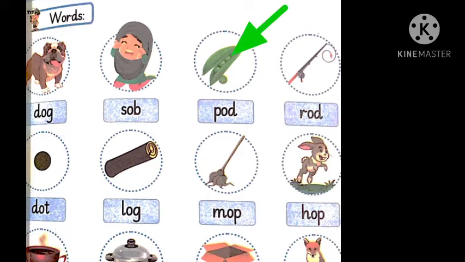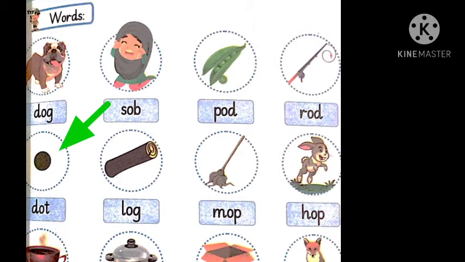Next picture is a pod of peas. So how to read pod? P, od, pod. In the third picture, here is a rod. So, let's read rod. R, od, rod. Come to the next line.